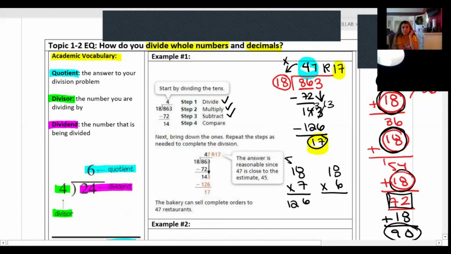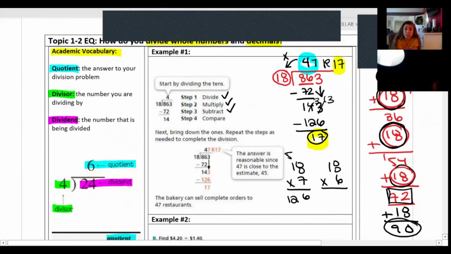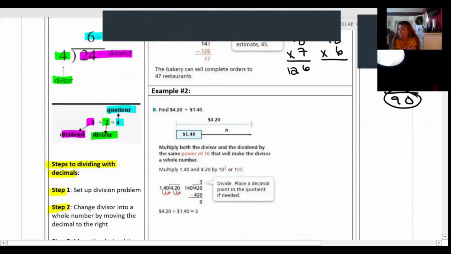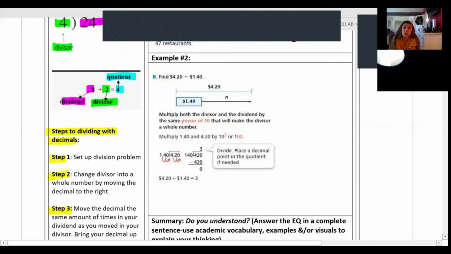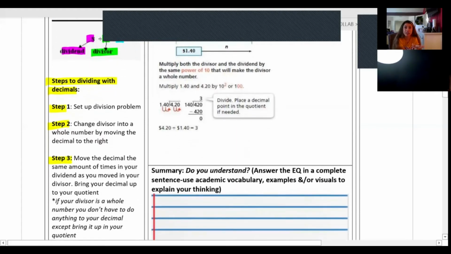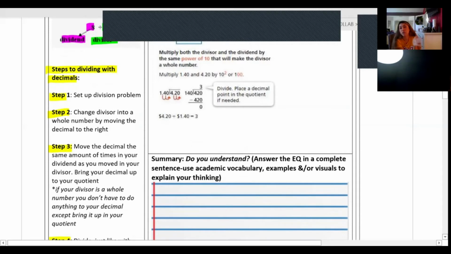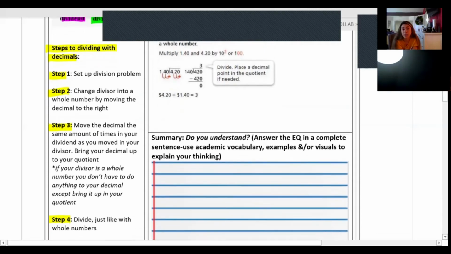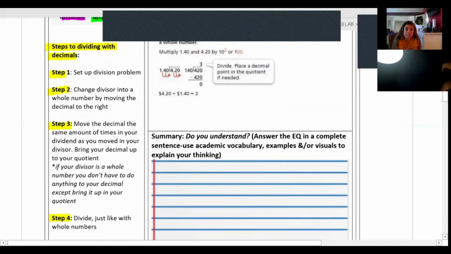All right, so now that we just reviewed how to do long division, we're going to jump back over to the left side of our notes, what's highlighted in yellow, and reference this side to help us solve our example number 2 with our steps to dividing decimals. Just like in our long division, we're going to set up our division problem with our dividend, our divisor, and to find our quotient.